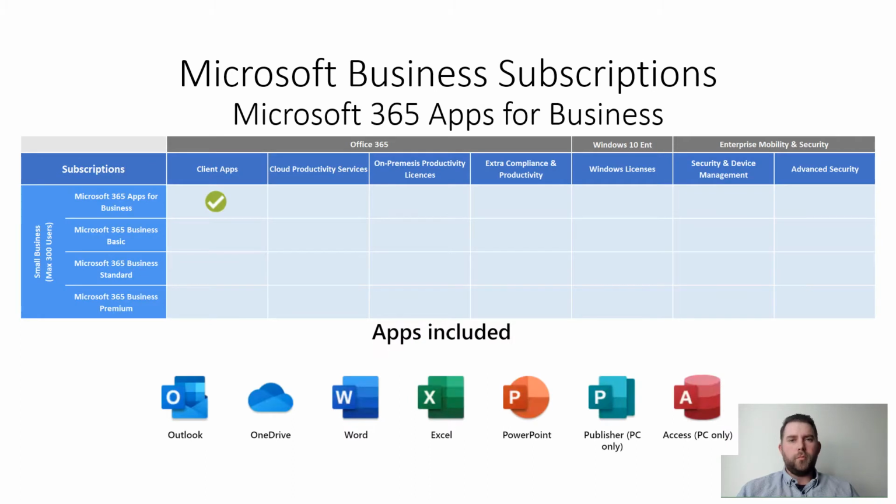Next up, we've got the Small Business tier. Now an important note here is that all of the small business plans include a 300 user limit. If you've got more than that many people, you're going to have to move at least some of them up to the enterprise plan instead. The first small business plan that we've got is Microsoft 365 Apps for Business, and as the name suggests, this only includes client apps. It's very similar to Microsoft 365 Personal in fact. You don't get the Skype minutes, but you are licensed for business use.